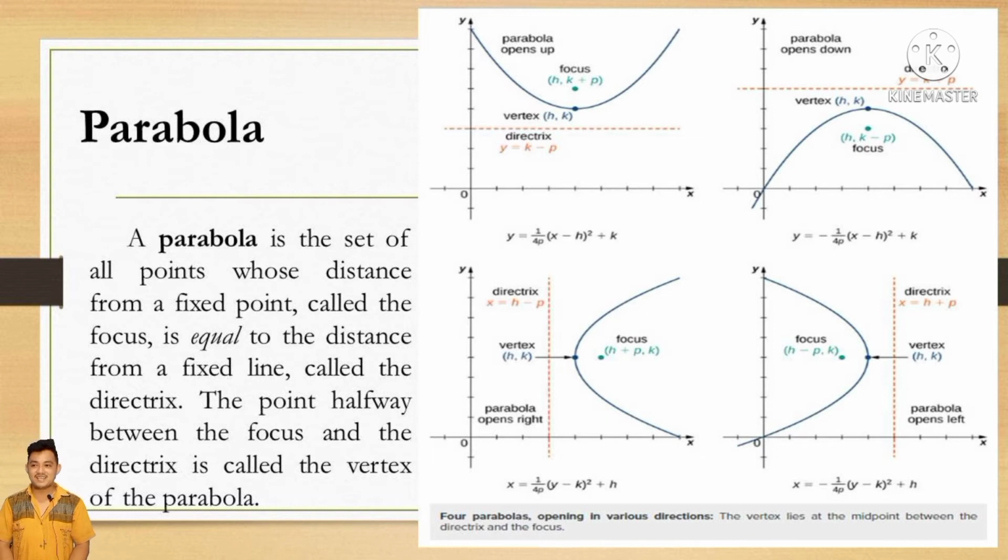A parabola is the set of all points whose distance from a fixed point, called the focus, is equal to the distance from a fixed line, called the directrix. The point halfway between the focus and the directrix is called the vertex of the parabola. In the next figure, 4 parabolas are graphed as they appear on the coordinate plane. They may open up, down, to the left, or to the right.